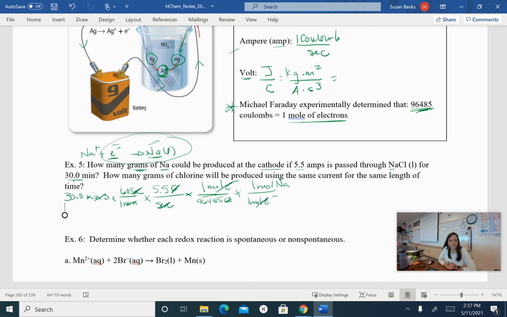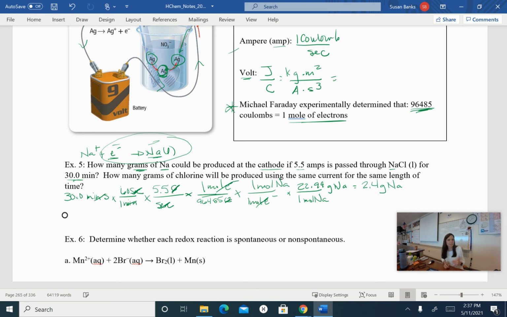But I want grams. And we know how to convert from grams to moles. So if I look at my periodic table, 1 mole of sodium is 22.99 grams of sodium. Okay? So when I do my calculations, I only have 2 sig figs here. So this will give me 2.4 grams of sodium that I can create off of this cathode being run for 30 minutes.